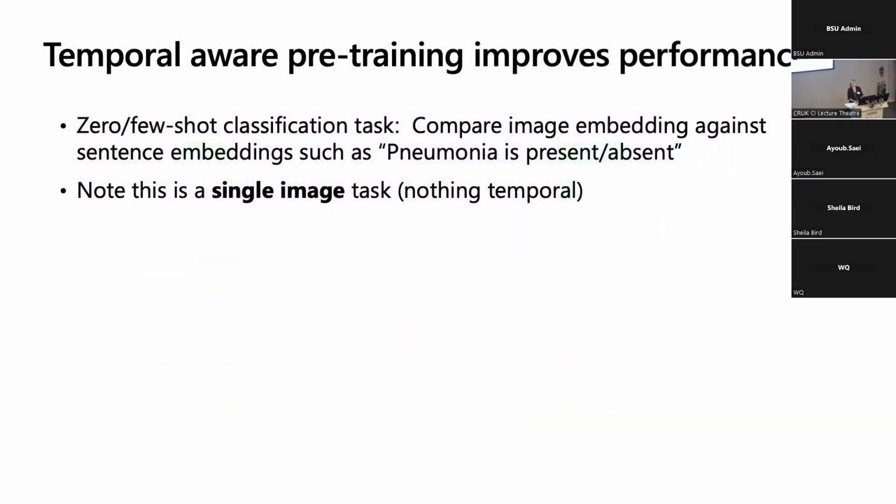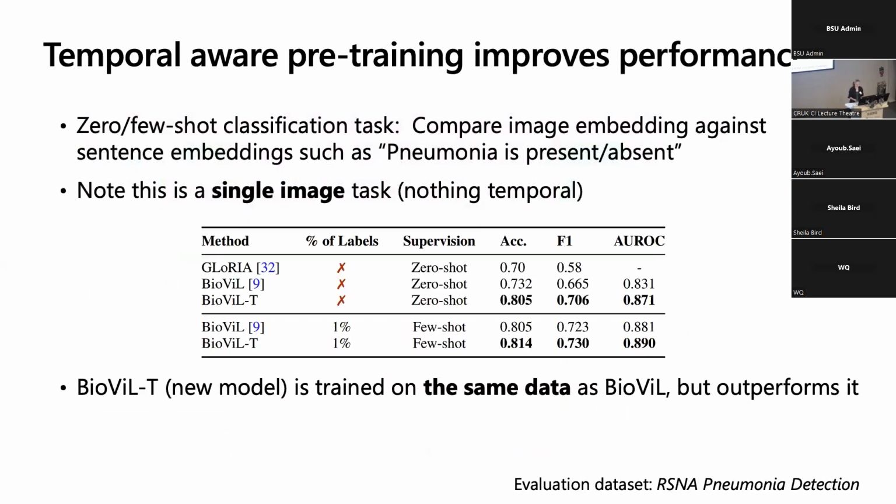And what is the impact? So our headline result here is basically that when you do this temporal aware pre-training, you do better, even given the same data set. We have a task here, which I mentioned earlier, which is zero or few shot classification. You compare the image against a sentence embedding such as "pneumonia is present" or "absent." This is an existing RSNA pneumonia detection data set. This is a single image task. You're just looking at a single image at a time. You don't need to use the fact that our model can take 2 images. We're just using the fact that it was trained with 2 images.